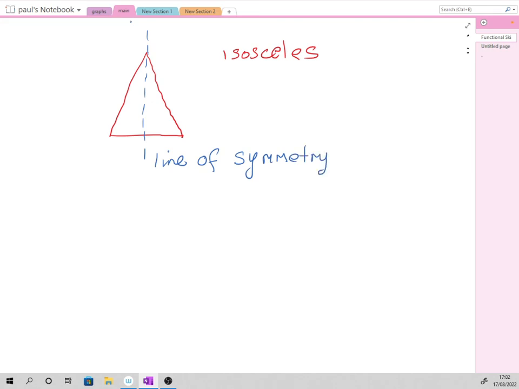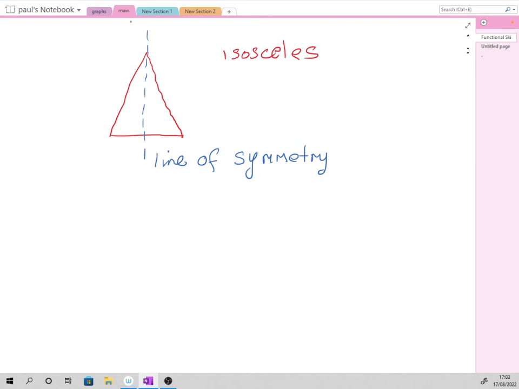symmetry. You may have heard of the term symmetrical, is where one side is the same as the other. For example, a butterfly would have a line of symmetry going down through the middle because the left and right is the same, or a heart shape would be the same because the left and the right is the same. And imagine this was a triangle on a piece of paper and you folded it down the line of symmetry, the two sides would match. Yeah, they'd be exactly the same as each other.